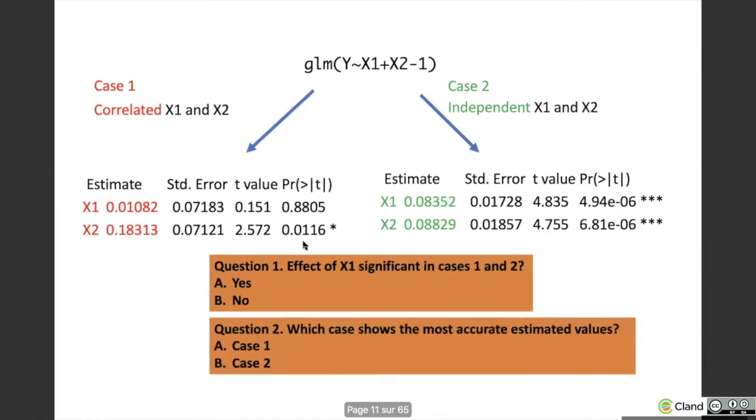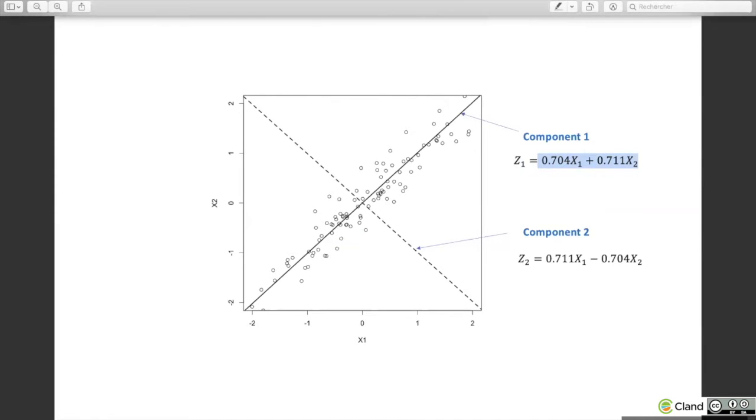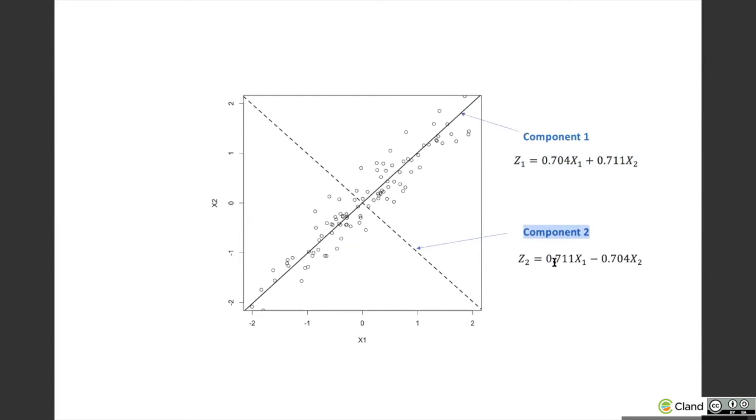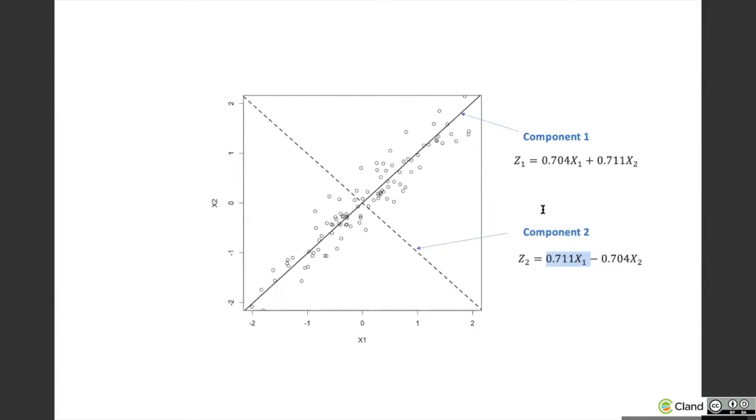So I come back to my small example here. In my example, the principal components correspond to linear combinations of x1 and x2. The first component is equal here to 0.7 x1 plus 0.7 x2. It means that z1 is more or less, not exactly, but almost the average of x1 and x2. And the second component is the difference between x1 and x2. Okay. And you will now do a regression of y as a function of z1 and z2, instead of doing a regression as a function of x1 and x2.